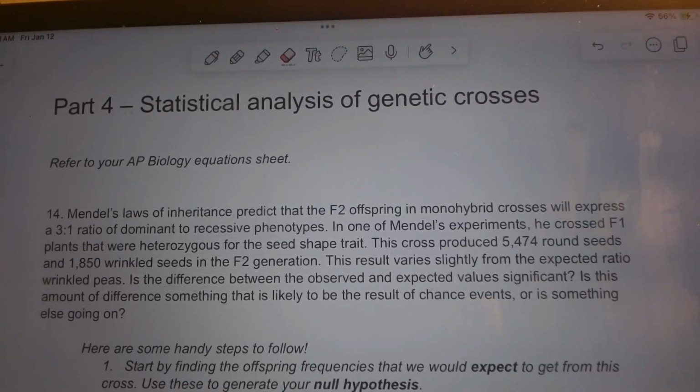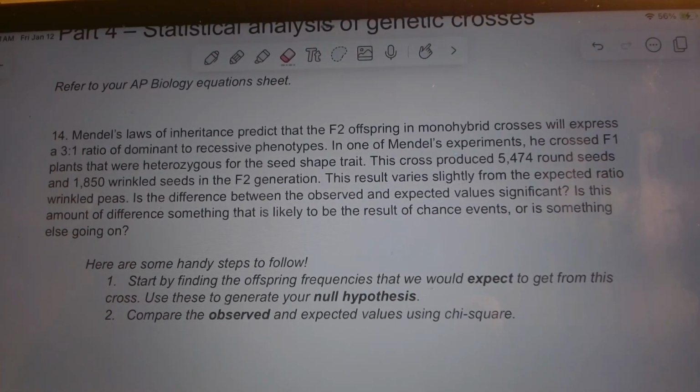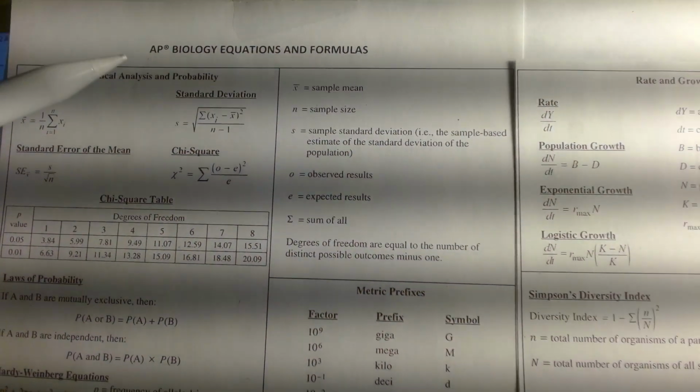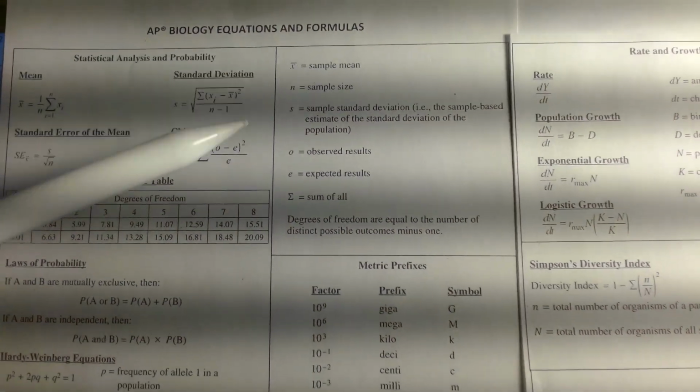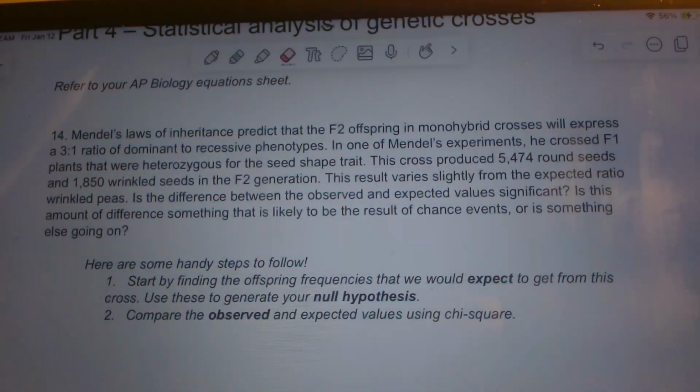Part 4 for the 16.3 practice, genetic crossings and genetics. It's about statistical analysis of genetic crosses. So, we have to use for this the epibiology equation and formula sheet. This is the chi-square table.